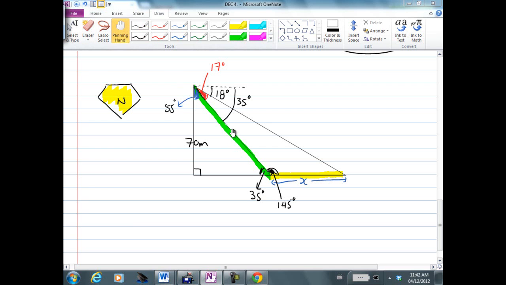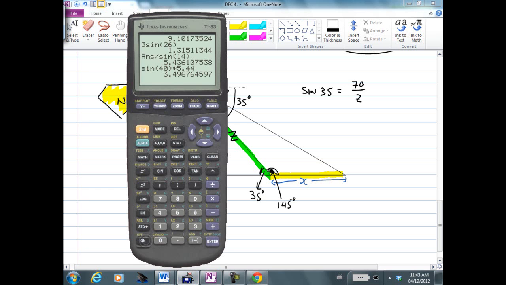I want you to find that piece right there using SOHCAHTOA. What if we use sine law? No, no, that wouldn't have worked for this one. Use SOHCAHTOA for this one. I'm going to use, let's say, sine 35 equals 70 over, we'll call this Z. So I'm going to label this side Z. Again, if you're lost, please ask, because this is important. So now we go sine 70.